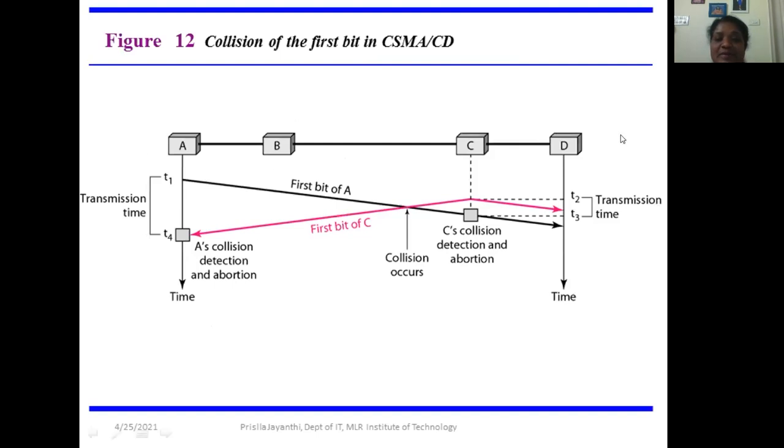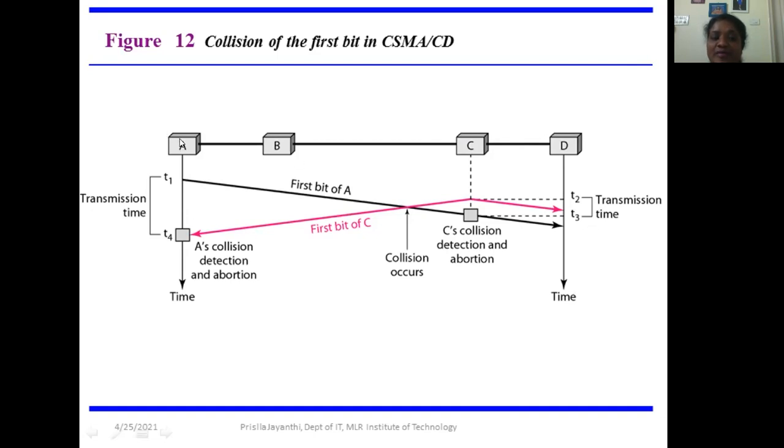Now let's look at this particular diagram. We have four stations, and these four stations are trying to transmit a frame. At T1, station A is trying to transmit a frame. And then at T2, station C is trying to transmit a frame, because station C will assume that the channel is completely idle.